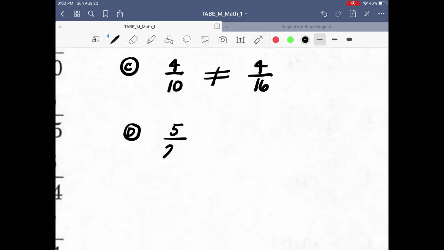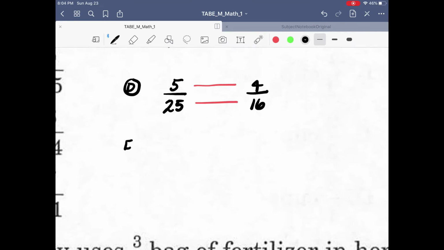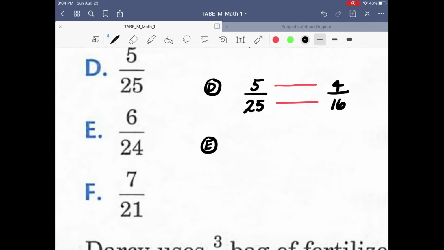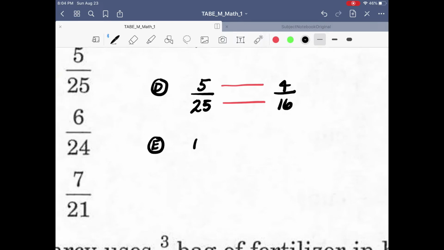So D is 5/25, and we're comparing that to 4/16. And there is nothing that will divide those. They're not in the same fact family. E is 6/24. Oh boy, they threw us a curve on this one.